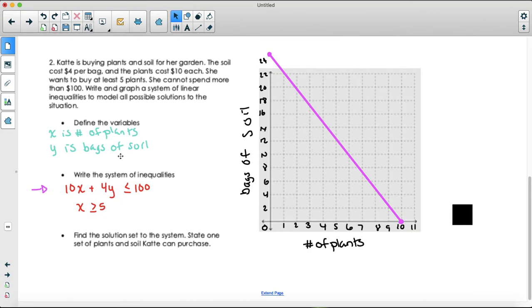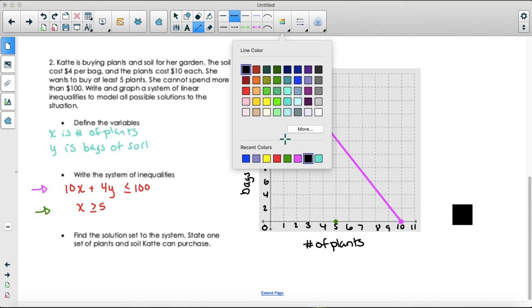So for my second one, which I will graph in green, x is greater than or equal to 5. So at the x value of 5 and no y value, this is going to be a vertical line going up from 5. So I'll graph this in green.